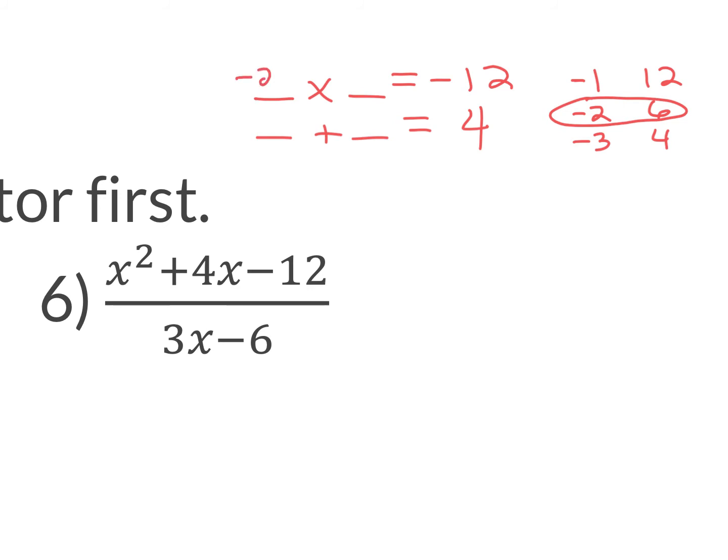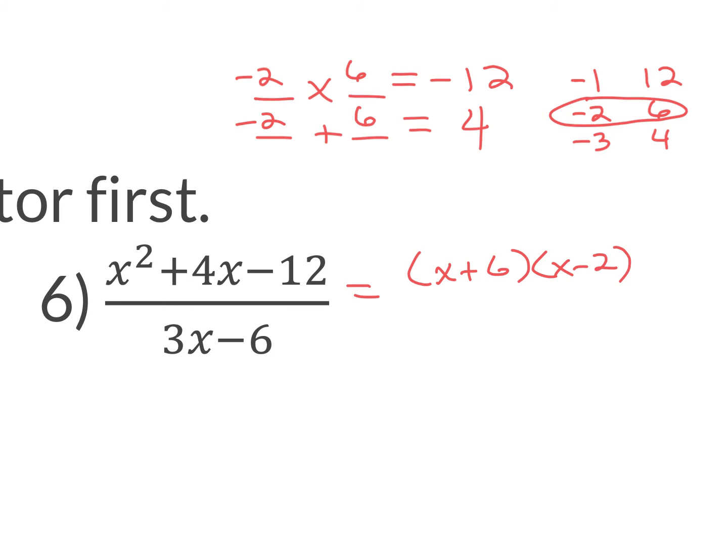Because -2 times +6 is -12, and -2 plus +6 is +4. So the top, yes? When you factor out a GCF, does it stay in the fraction? It stays in the fraction unless you need to simplify it. Absolutely. Okay, so here, this is going to factor into x plus 6, x minus 2.